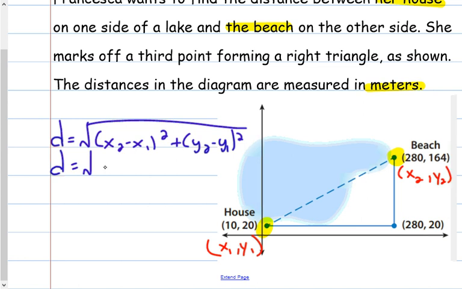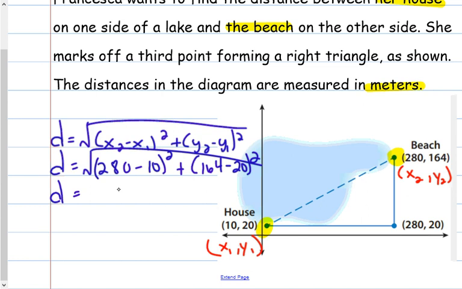So if I have x2 here, that's going to be my 280 minus the x1, which is 10 squared, plus y2 is 164 minus y1, which is 20 squared. Now then, you don't have the greatest calculators, so we are going to work this piece by piece. 280 minus 10 is 270 squared, plus 164 minus 20 is 144 squared. Go ahead and square each of those individually.